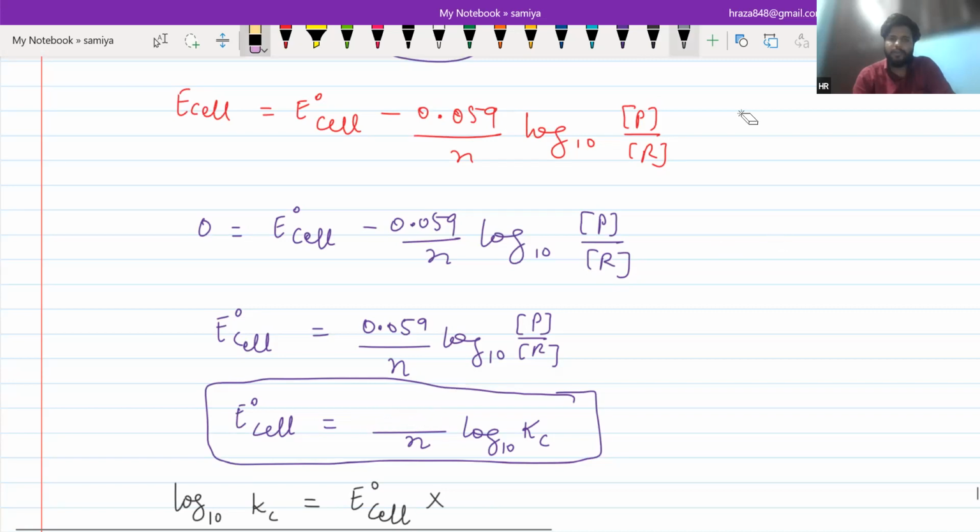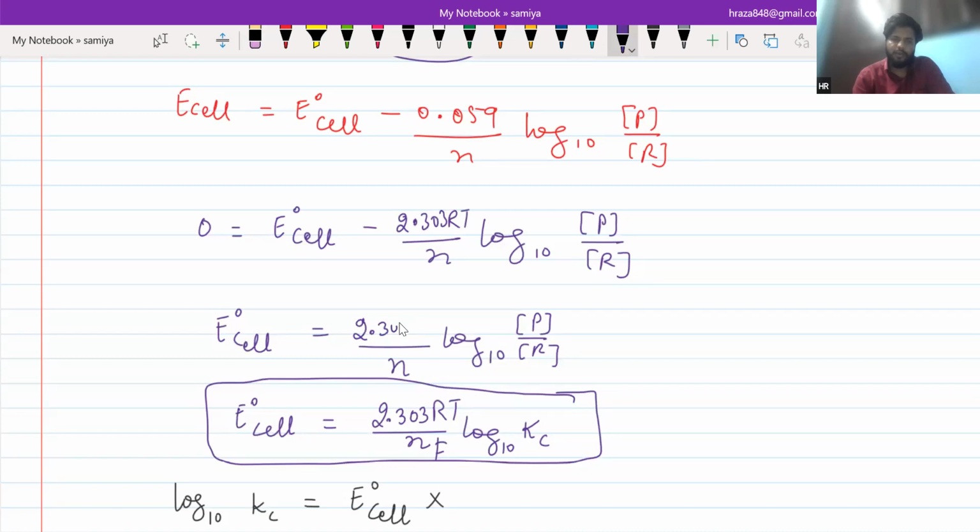Wait a minute, just remove this, then it will be easier to understand. This has a value 2.303 RT. And at last, I will write 2.303 RT. So we can easily write nF upon 2.303 RT. So this will be it, please write.